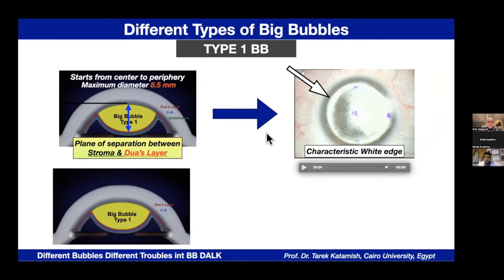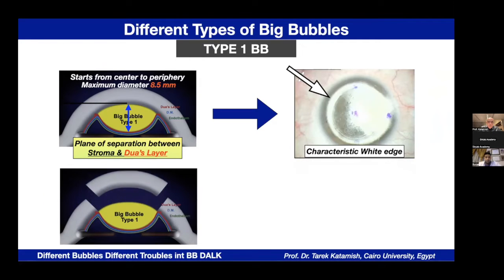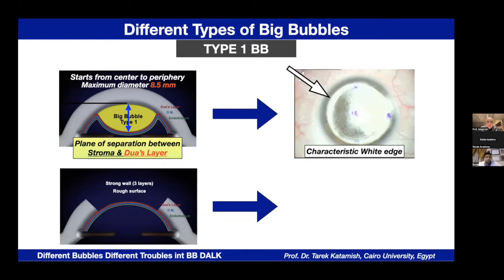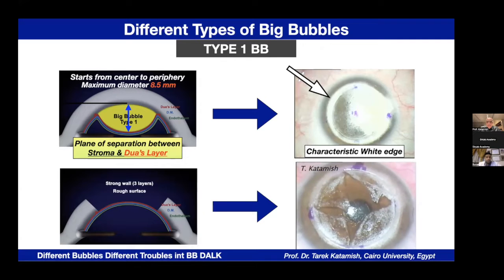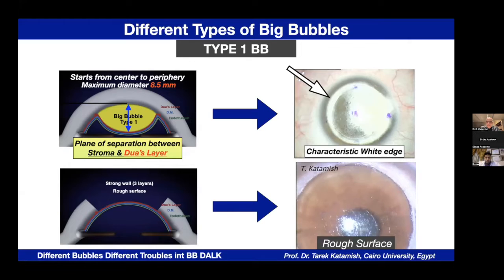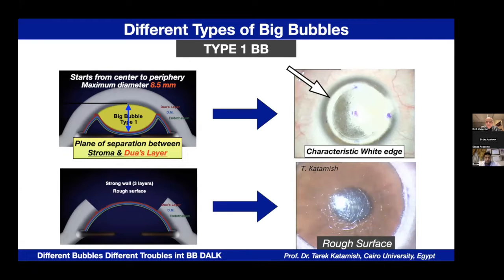In the operation, when we do debulking of the stroma or we remove the stroma, we will be having the floor. We call this the floor of the big bubble, and it is formed of 3 layers, as you see: Dua's layer, Descemet's membrane, and endothelium. And Dua's layer is characterized by being rough. You see, it is a rough surface. This rough surface is highly characteristic of type 1 big bubble.